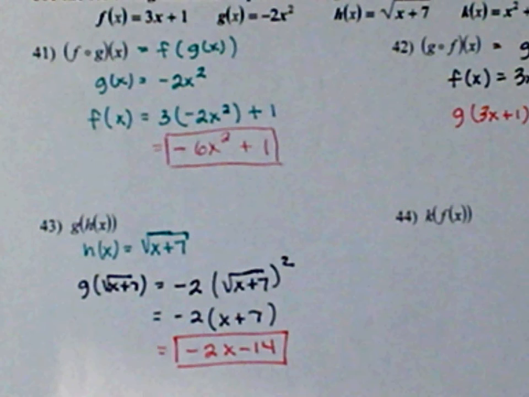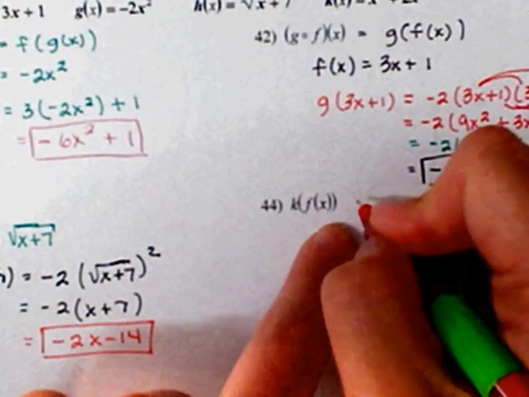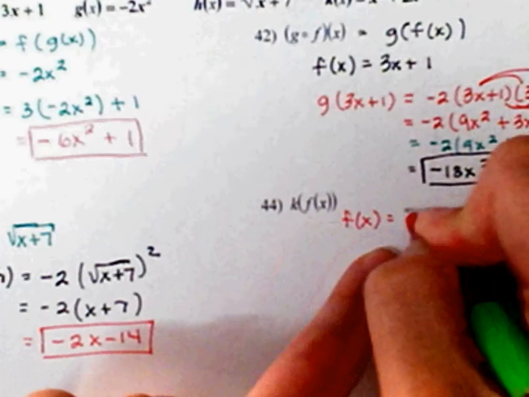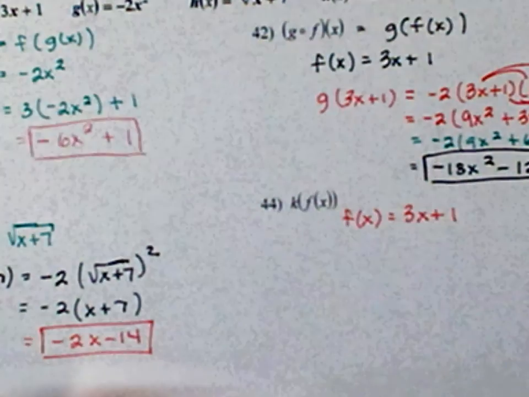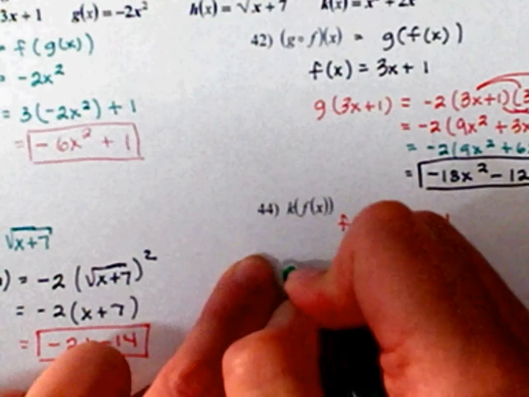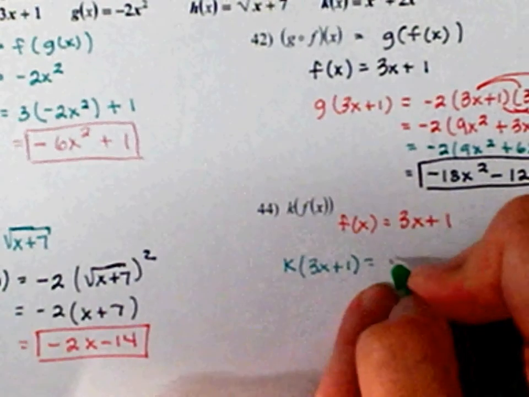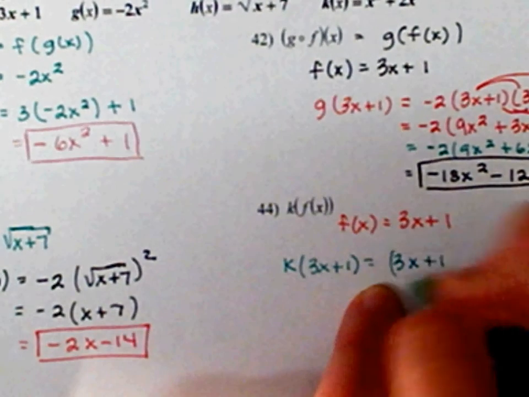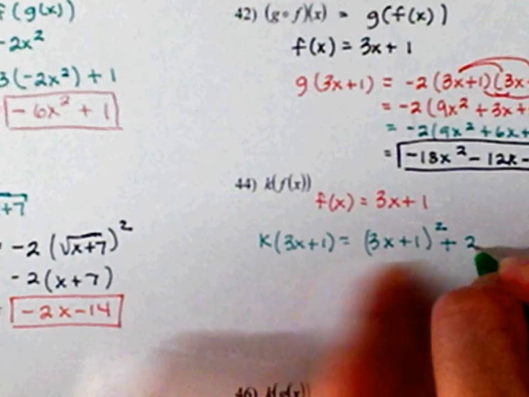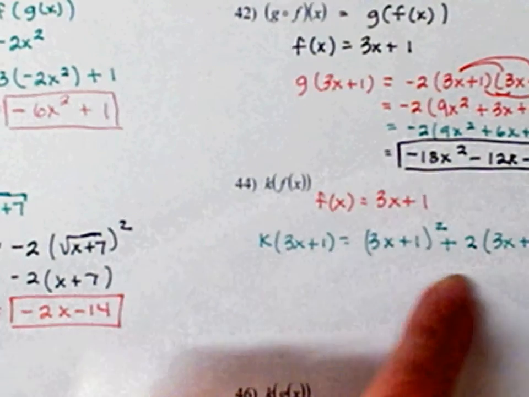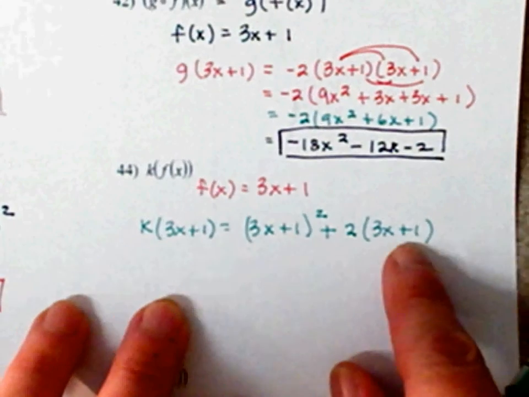Alright, let's go to number 44. We're going to start with our f of x. Your f of x is 3x plus 1. Now we're going to go to our k of x. So your x is now 3x plus 1. So you will have 3x plus 1 squared, because if you look, you have an x squared, plus 2 times 3x plus 1. Go ahead and take care of this first and distribute that at the same time.